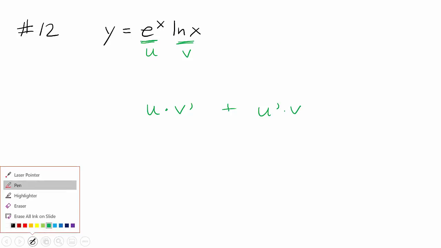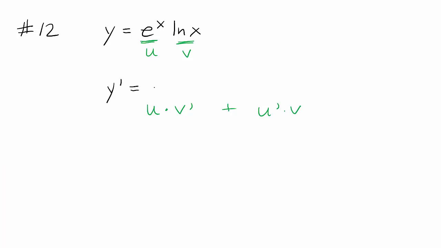All right, now we have number 12. This is the last of our derivative problems. So we have y equals e to the x times ln x. So we're going to have to use our product rule that we've seen a couple times now. This is u, this is v, so the derivative is going to be u times v prime plus u prime times v. Let's write that down.